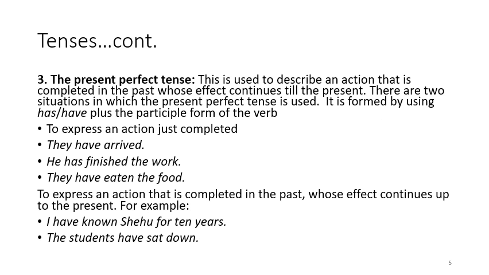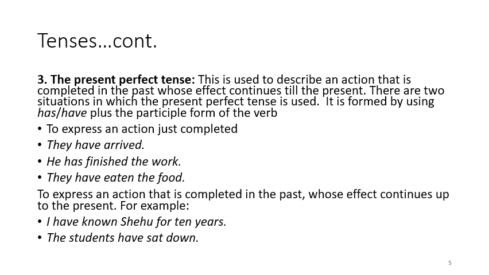The next is present perfect tense. Present perfect tense is used to show an action that has just taken place. And here there are two situations in which the present perfect tense is used. By using has or have plus the participle form of the verb, to express an action just completed. They've arrived, they have finished the work, he has gone. All these are present perfect tenses.